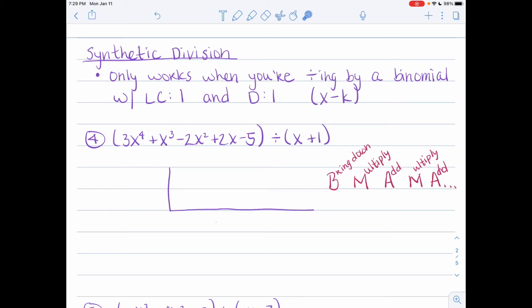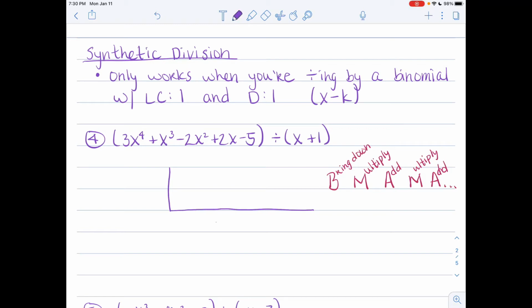First thing we need to do, just like we did before with long division, is confirm that we have every single term accounted for, from our leading term that has our biggest exponent on it, a 4, and then all the way down to a constant. So 4, 3, 2, 1, 0, we're good here. And on our divisor, we also have a 1 and then a 0 exponent, so that is good as well.